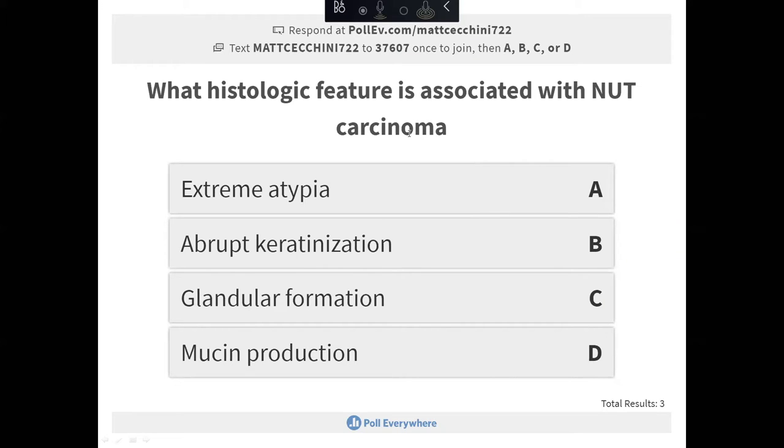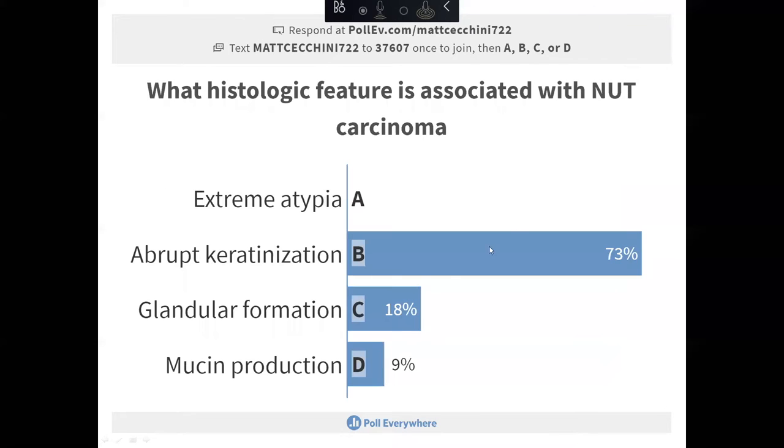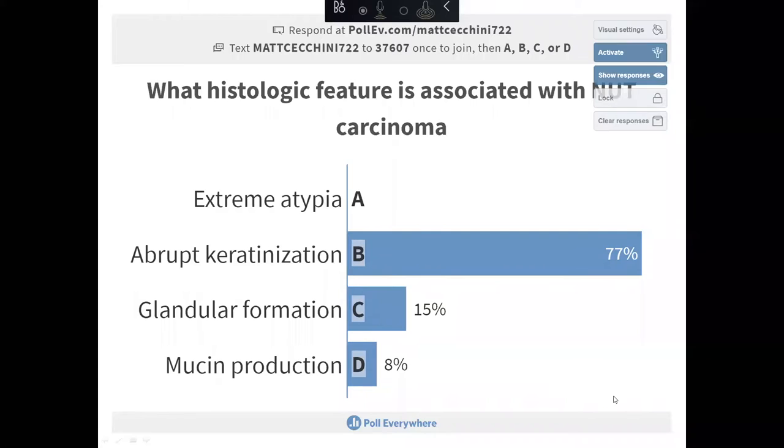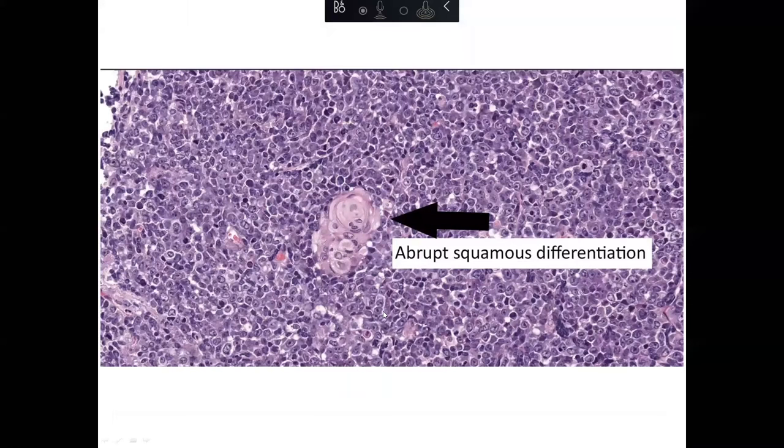So what histologic feature is associated with a NUT carcinoma? Is it A, extreme atypia? Is it B, abrupt keratinization? Is it C, glandular formation? Or is it D, mucin production? Perfect. Good job, guys. So the answer is abrupt keratinization. I'll show you a picture of that coming up in the next slide here.